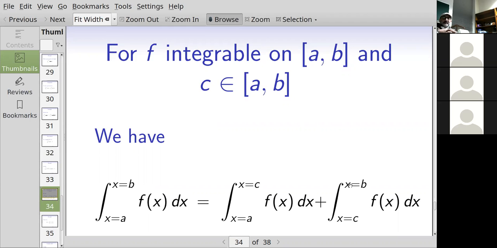Well, what you can do is you can evaluate the area from a to c, and then you can add the area under c to b. You add those two together, and that will give you the total area. So if it's convenient, you can break up the interval of integration into 2 pieces.